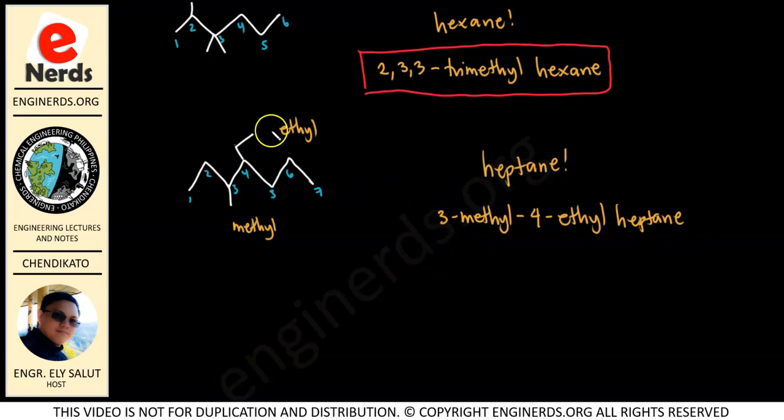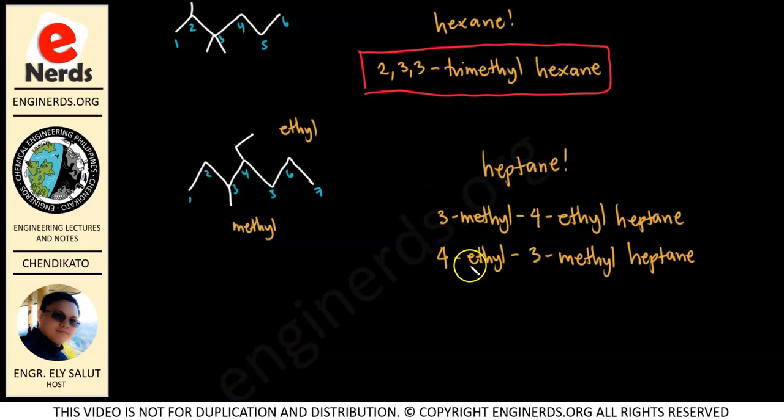How about if we name first itong nasa pang-apat nating carbon, which is ethyl. So let's say we have 4-ethyl-3-methyl heptane. Okay, so on this example, we have 4-ethyl, 3-methyl heptane. So which one is correct? Dito nakikita natin it is arranged mula sa mas mababang number pataas. We have 3 and 4. Dahil from left to right tayo. So inuna natin yung nasa left.